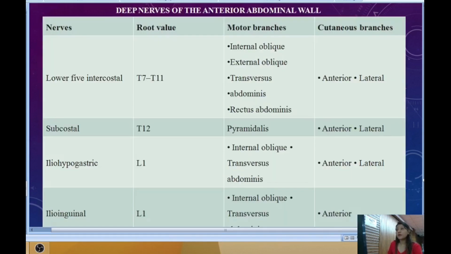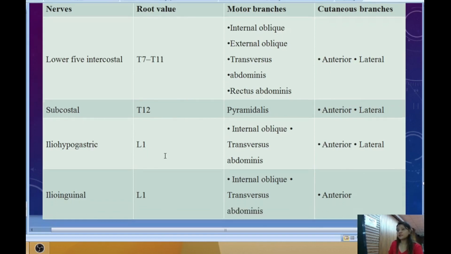Okay, now what are the deep nerves of the anterior abdominal wall? So deep nerves are mostly T7 to T11, subcostal nerve, that is T12, and we have iliohypogastric, ilioinguinal. Okay, these are the deep nerves. So motor branches mostly supply the internal, external, transversus and rectus.